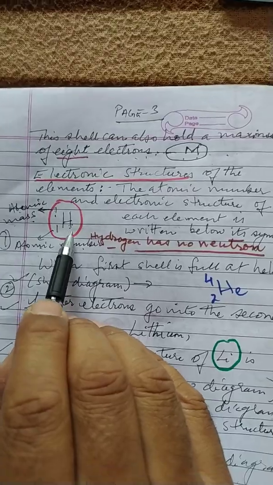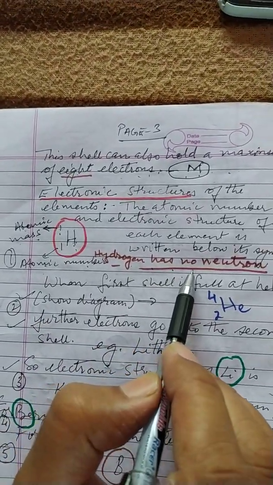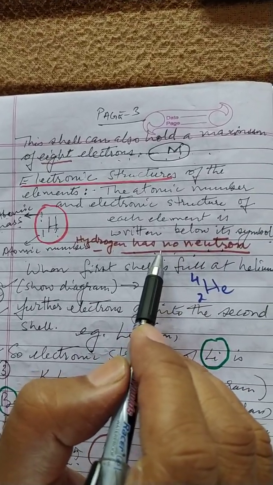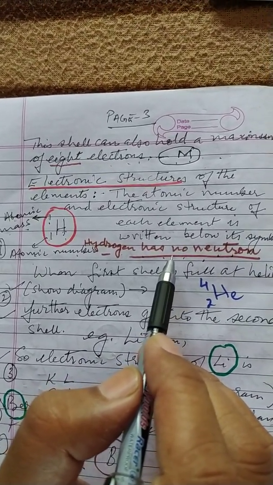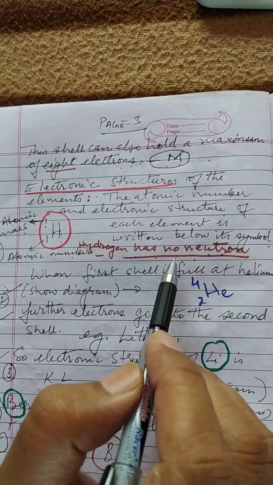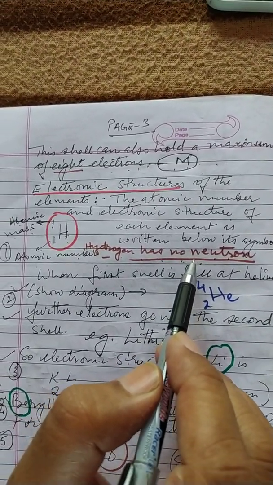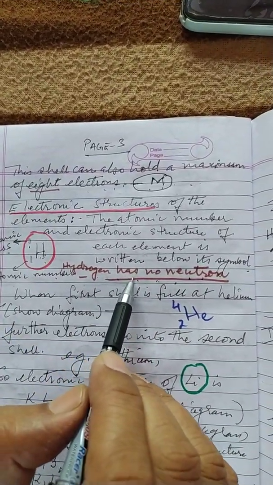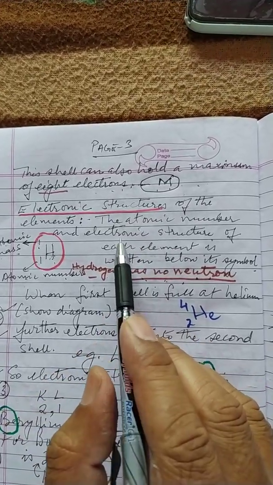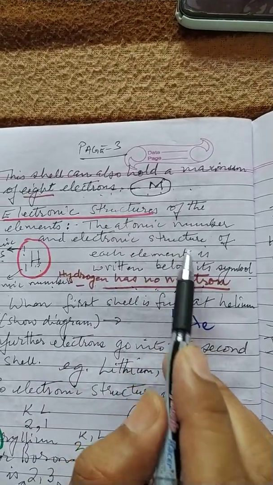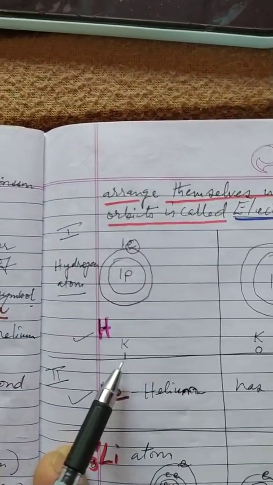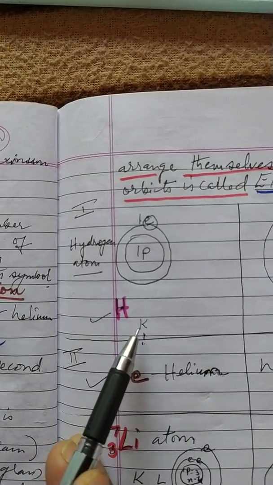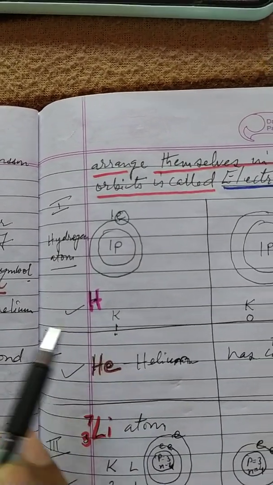And we see that hydrogen is the only atom which has no neutron. We will come to this. If a question is asked to you, children, which element's atom does not have a neutron, you can always give the example of hydrogen. So we will see that the electronic structure of hydrogen shows 1 electron in the first shell. The first shell is the K shell and the number of electrons is 1.